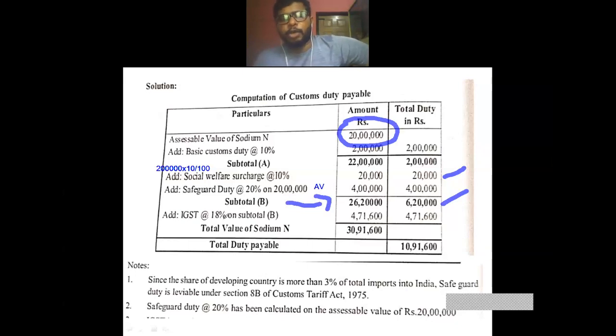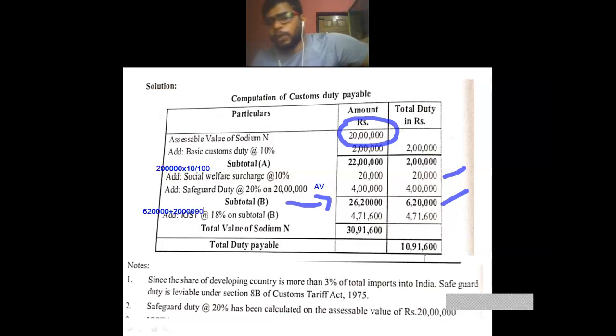IGST 18 percentage you have to calculate for which amount? I'm sorry, not this amount. IGST you have to calculate for this total, 6,20,000 plus 20 lakh. 6,20,000 is the tax amount plus assessable value is 20 lakh. So that means 26,20,000. This value you have to calculate into 18 percentage: 4,71,600.